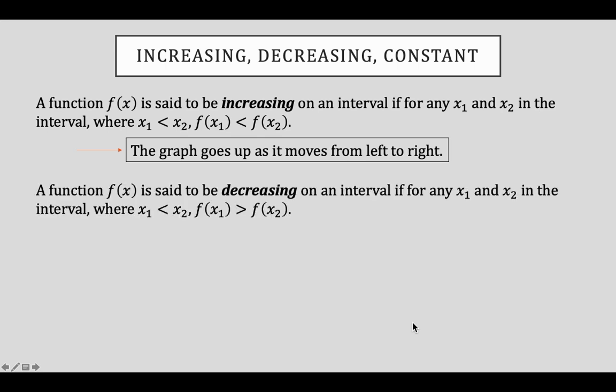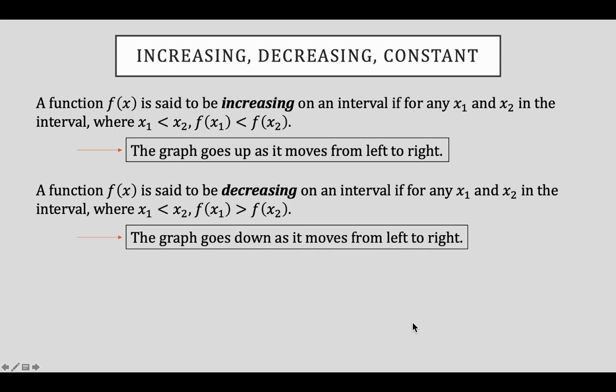A function f of x is said to be decreasing on an interval if for any x1 and x2 in the interval where x1 is less than x2, f of x1 is greater than f of x2. Again, to simplify this definition, the graph goes down as it moves from left to right. Still, always reading the graph from left to right. If it's going down, that means that it is decreasing.